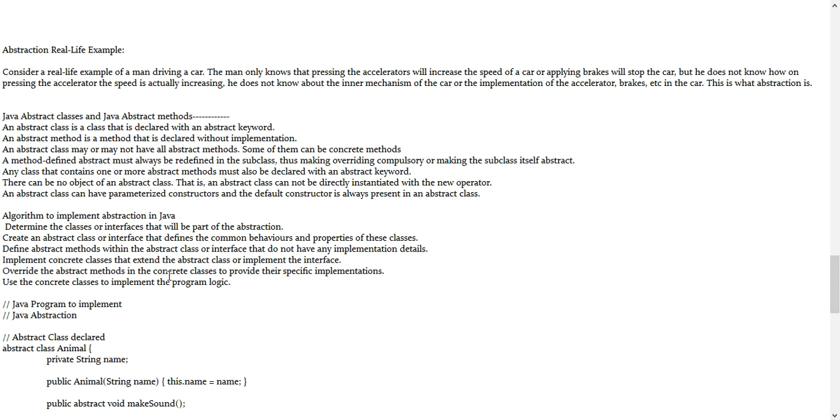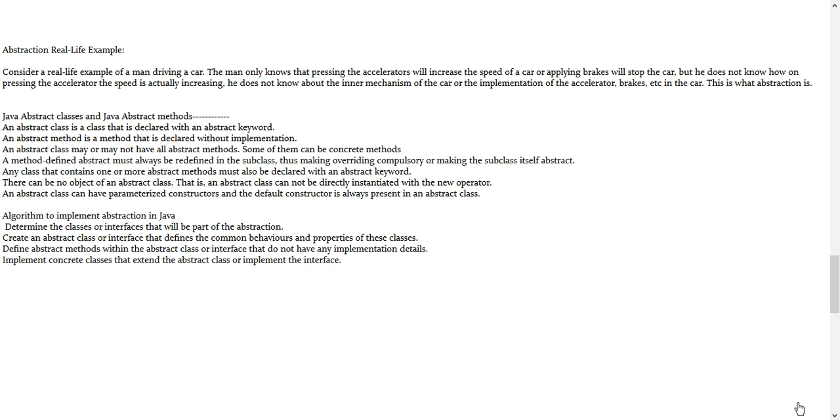Use the concrete classes to implement program logic. So okay, hopefully you understand the algorithm, but I will guide you to not only read these things. This is very important. An abstract class can have a parameterized constructor or a default constructor which is always present in the abstract class, and there can be no object of an abstract class. An abstract class cannot be directly instantiated with the new operator. Okay, let's see the code.